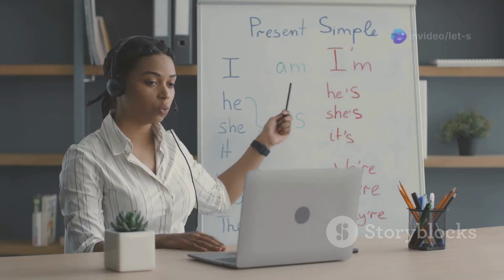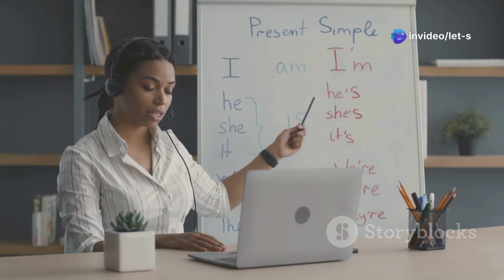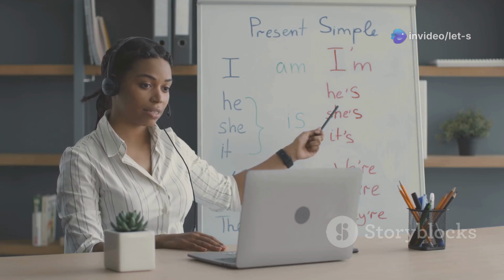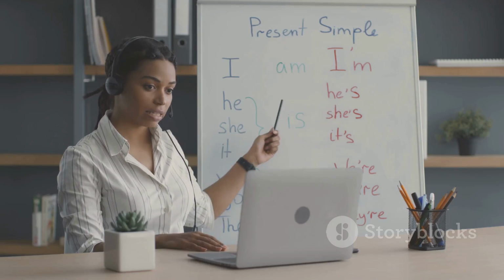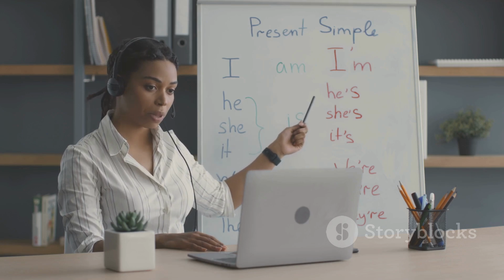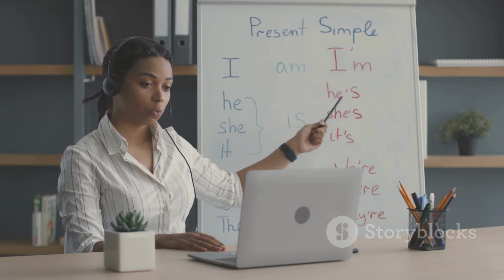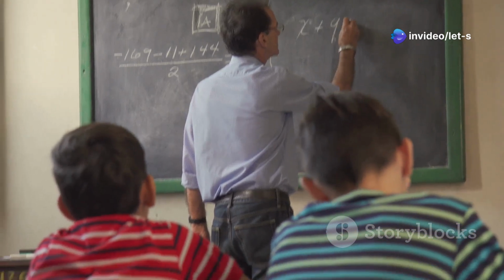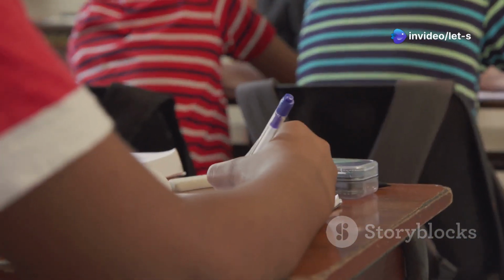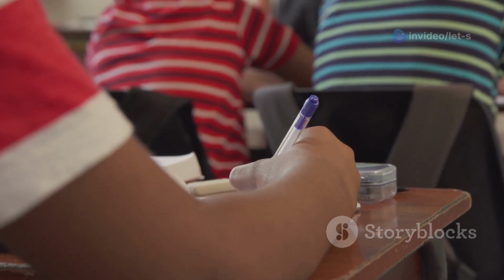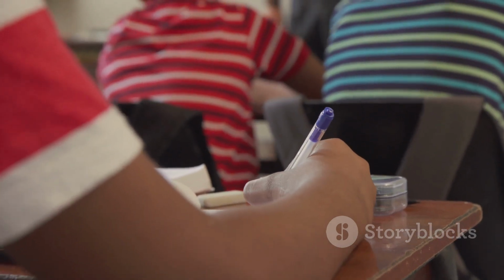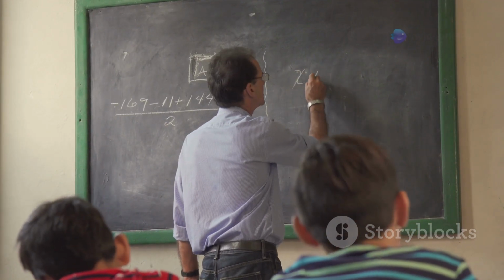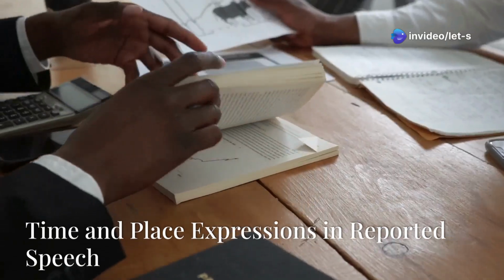There are other tense changes to learn as well. For instance, present perfect changes to past perfect, and future simple changes to future in the past. Each of these changes helps to accurately convey the timing of the original statement. The important thing is to remember that the tense usually shifts back in time when we use reported speech. This helps to maintain clarity and accuracy in communication. By understanding and practicing these changes, you can become more proficient in using reported speech correctly.